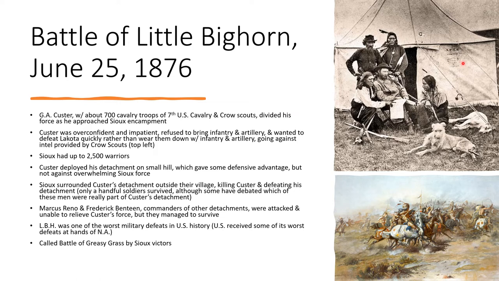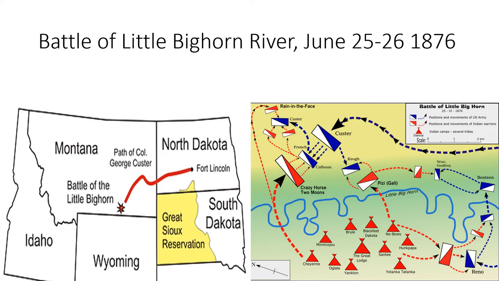And here we see some images of General Custer and his Native American scouts, who provided him a lot of important intel during his time in the Great Sioux War. He obviously did not listen to the intelligence that his scouts imparted to him about the size of the Sioux force. And here is a painting of Sioux warriors in action. The Battle of Little Bighorn River takes place to the west of the Great Sioux Reservation, actually in what is now the state of Montana.